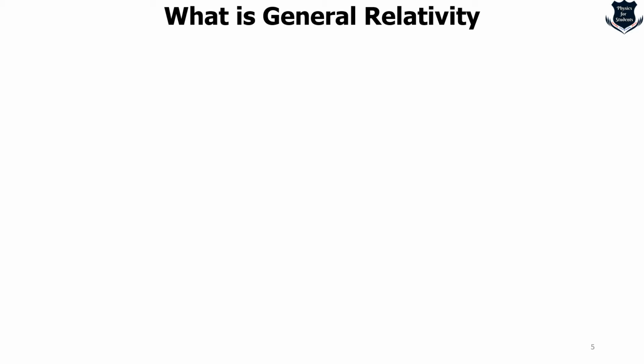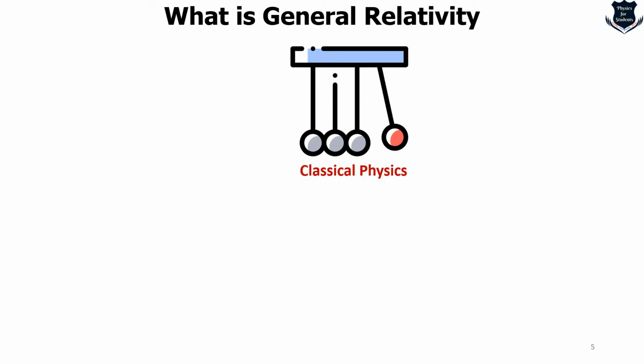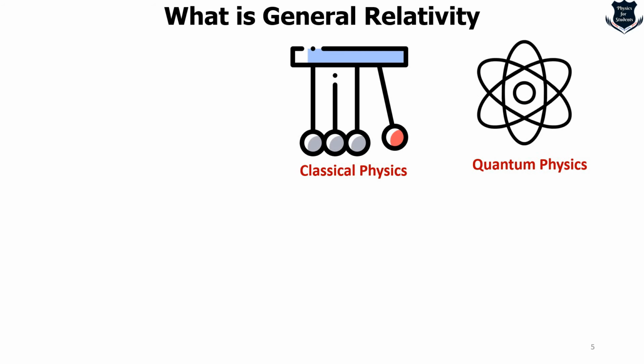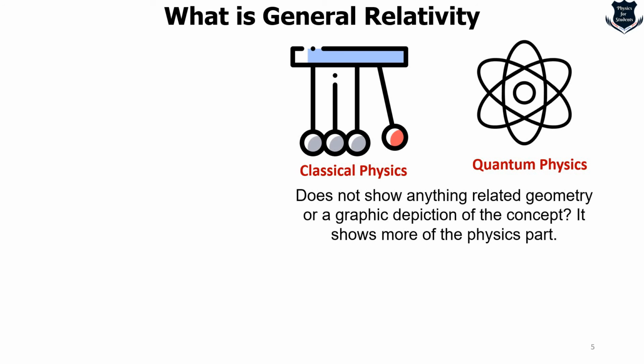Now, you open the internet, go to Google and type out classical physics. You will find this kind of illustration. If you type out quantum physics and go to the images section, you will also see an electron and proton going around a nucleus. So you will find illustrations which define classical physics and quantum physics. One thing that is important is that they do not show anything related to geometry, isn't it? Classical physics is shown by a pendulum, quantum physics is shown by electron and proton going around a nucleus. It shows more of the physics part, but it never depicts anything related to geometry.